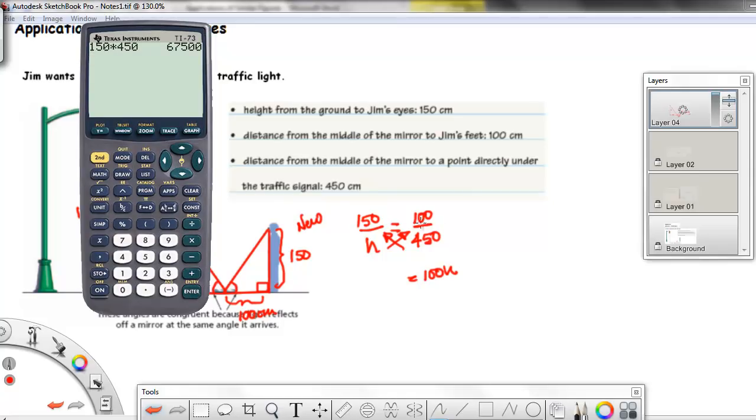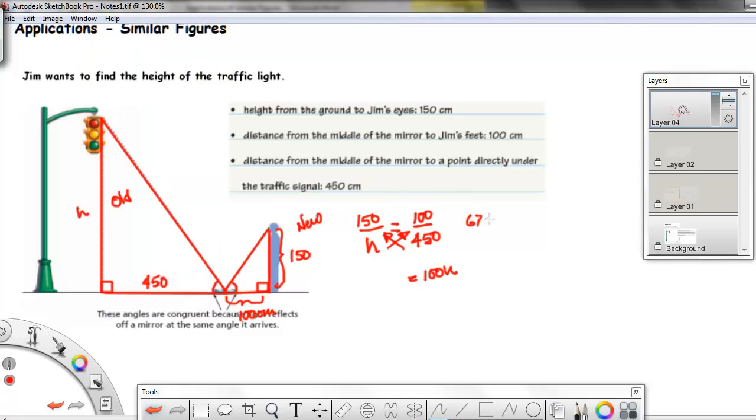That's 67,500. So 67,500 equals 100h. Divide each side by 100. Now I should be able to figure out how high it is from the ground to the top of the stoplight. I'll move out 2 decimal places, so it's 675. From the ground to the top of the stoplight is 675 centimeters. Okay.